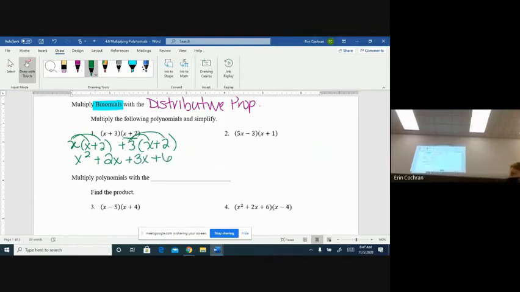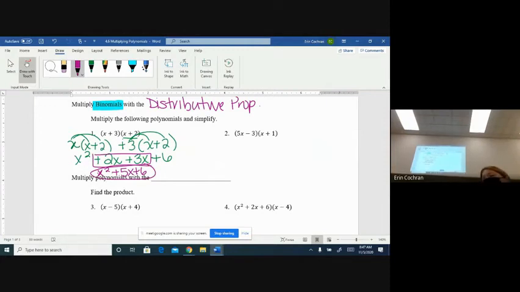6. And now, do we have any like terms here? Yeah, we have the 2x and the 3x, which makes 5x. So we have x squared plus 5x plus 6. And there you go. That is your final answer. And that is using the distributive property.